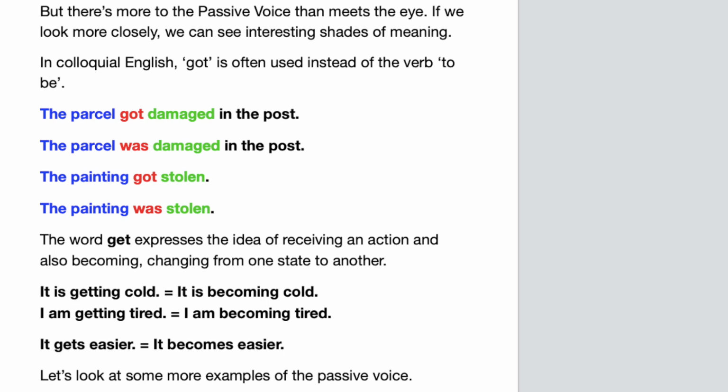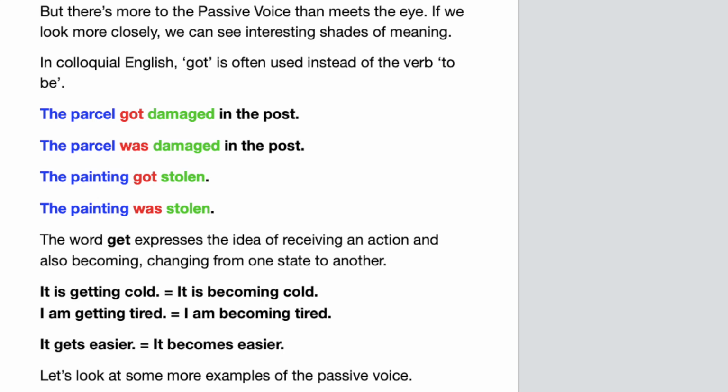The word get expresses the idea of receiving an action and also becoming or changing from one state to another. For instance, it is getting cold. That's to say, it is becoming cold. I am getting tired. That's to say, I am becoming tired. It gets easier. It becomes easier. And these are not colour-coded because it's not the passive voice. It's get in the meaning of to become.